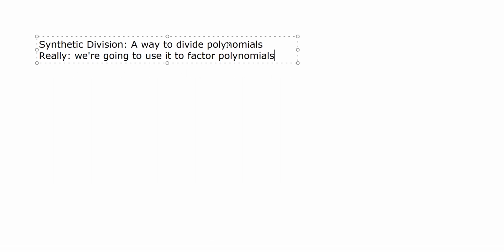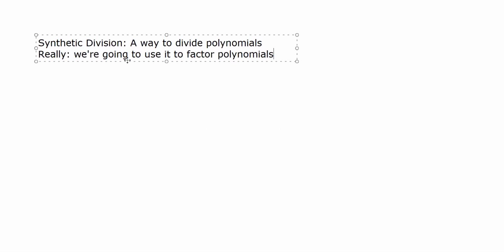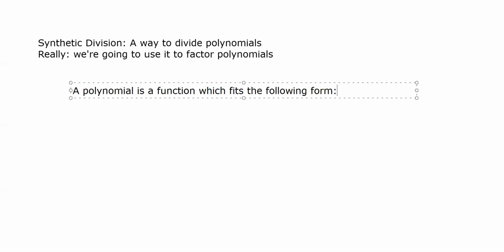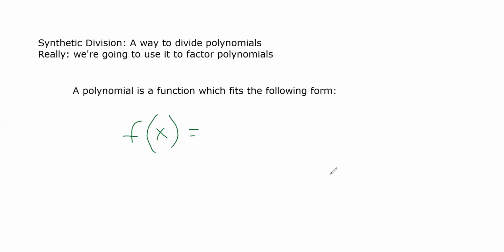So with that in mind, real quick, let's define a polynomial. A polynomial is a function which fits the following form. F of x, so it's a function, so we can use function notation. And this is going to look weird at first, but I'll show you that it's really not as bad as it looks.